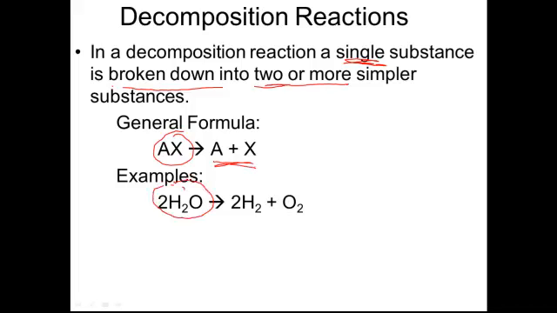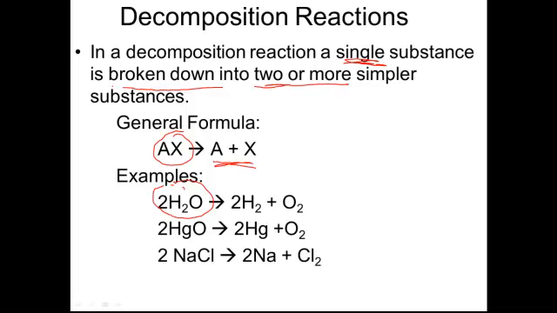If you run electricity through water, the water will break down and form hydrogen gas and oxygen gas. It's pretty much the same thing here. Mercury(II) oxide will break down into just plain old mercury and oxygen. And in this case, sodium chloride breaks down and you get sodium metal and chlorine gas. Notice on these there was some balancing that we had to do, and that's part of writing a chemical equation. So we've got single and double replacement, synthesis and decomposition.